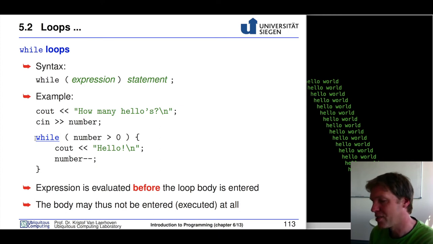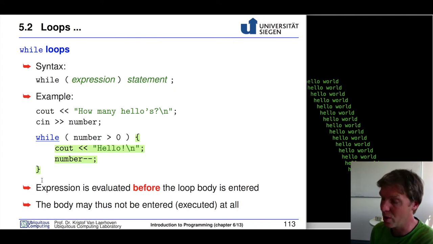So the while loop, as I said, is basically: you start with the while keyword, and between the braces you say when this is true, we execute the statements that are between the curly braces over here. And if this is suddenly not true anymore, then we stop this while loop and we continue with what follows afterwards.